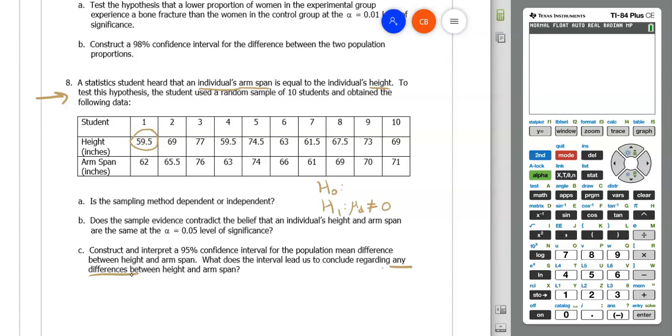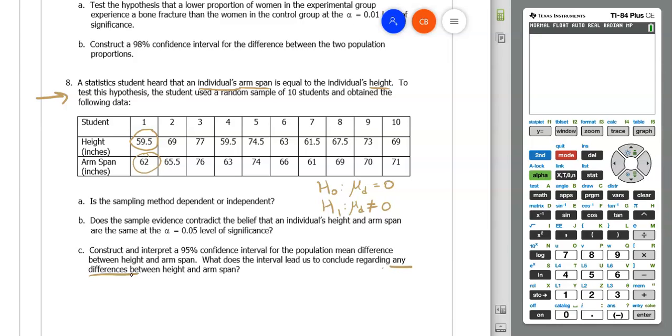In this case, it's not actually two different individuals. It's the same individual, but we're measuring two different statistics about them, and we're going to pair up those data. And so the height of 59.5 goes with the arm span of 62 because they're from the same individual. It's a dependent sample, which means we are investigating the mean difference. And the null hypothesis should be that the mean difference is 0, meaning there's no difference between the height and the arm span.